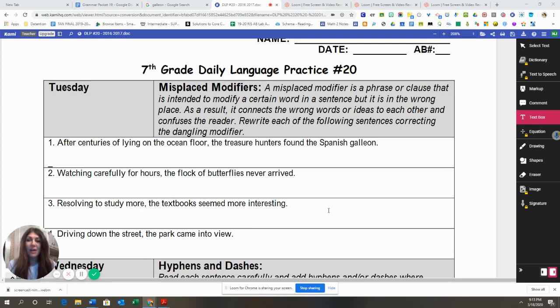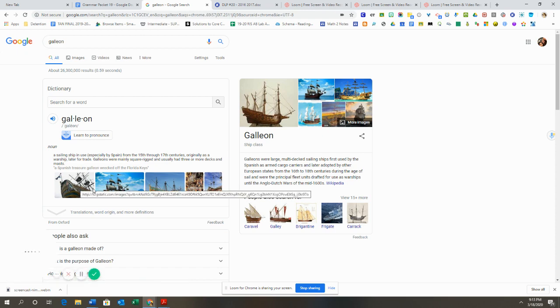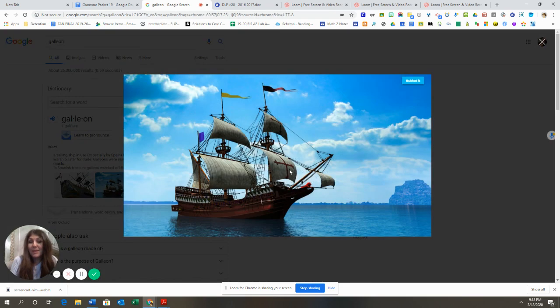After centuries of lying on the floor, who's lying on the floor? That's my question. What is lying on the floor? The treasure hunters found the Spanish galleon. Now, is it the treasure hunters who were laying on the floor for centuries? I'm not really sure. And do you know what a galleon is? A galleon is a sailing ship. Kind of looks like this.